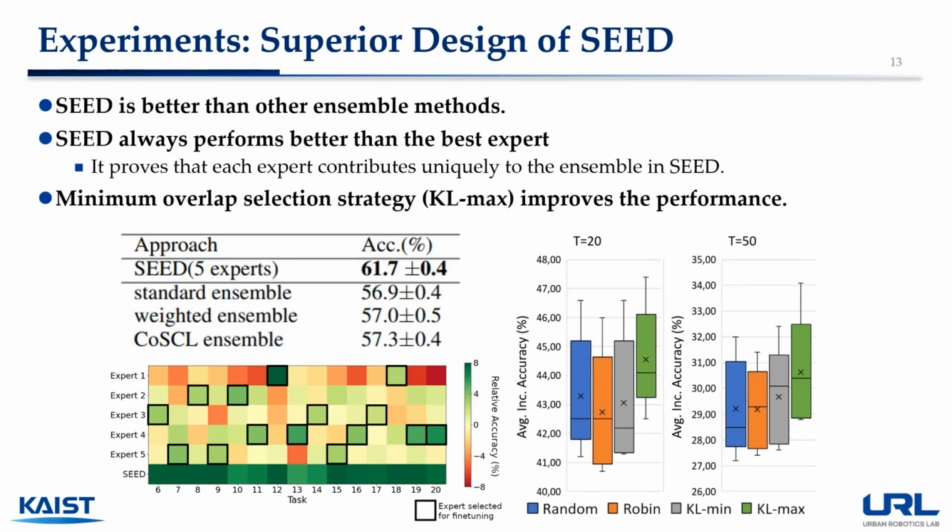Additionally, the picture below left represents relative accuracy, with black squares indicating the experts chosen to be fine-tuned for the given task. It can be observed that these experts are specialized for the fine-tuned tasks, demonstrating that each expert uniquely contributes to SEED's ensemble. Finally, the right-hand figure shows that the KL-MAX method, which selects experts with minimal overlap, outperforms other selection methods such as round robin and K-means.